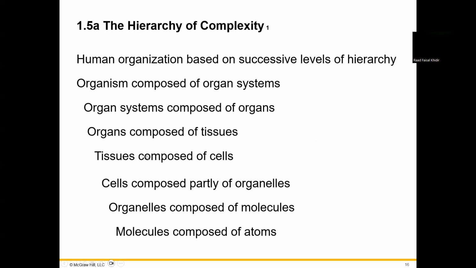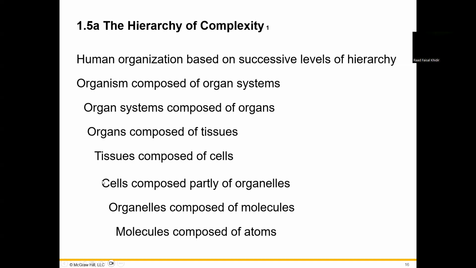Okay. Now, this is the hierarchy of life. We talked about that. Human organization is based on successive levels of hierarchy. Organisms are composed of organ systems. Organ systems are composed of organs. Organs are composed of tissues, and so on and so forth. So we build up the structural hierarchy.